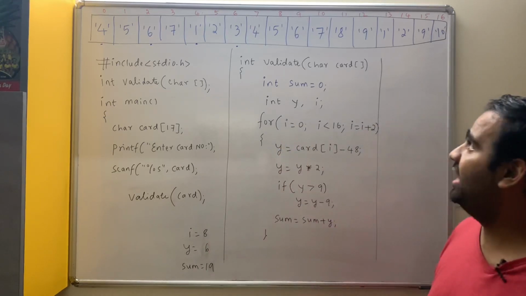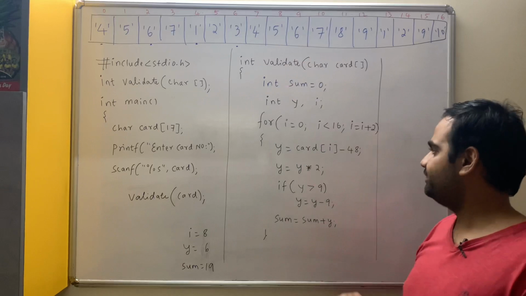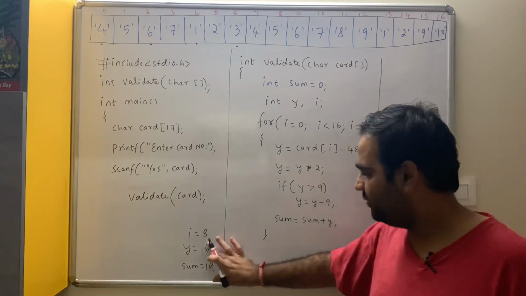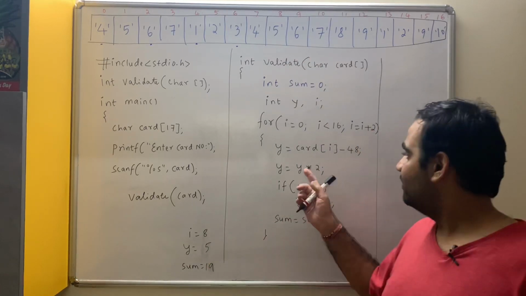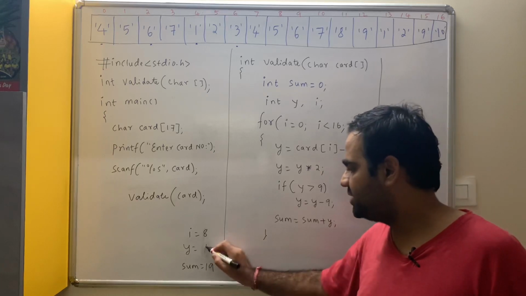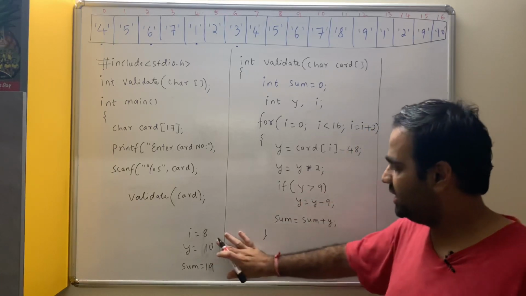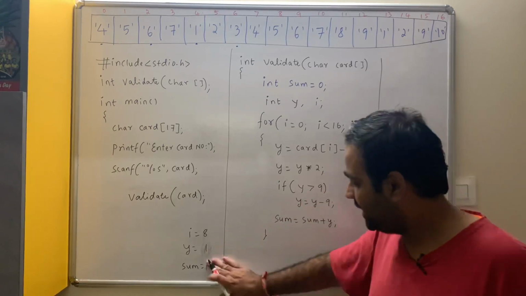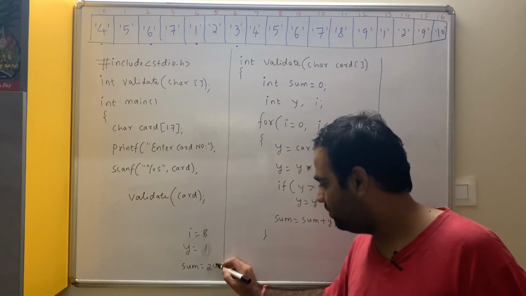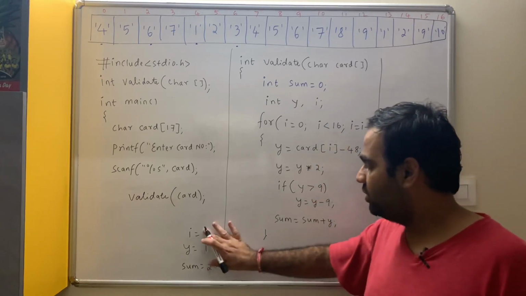I becomes 8. Now card of 8 is 5. 5 minus 48 is 5. It becomes 5. 5 into 2 is 10. It becomes 10. 10 greater than 9. Yes. 10 minus 9 is 1. And 19 plus 1 is 20. Sum becomes 20. I is equal to I plus 2.